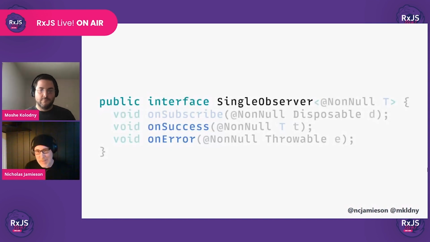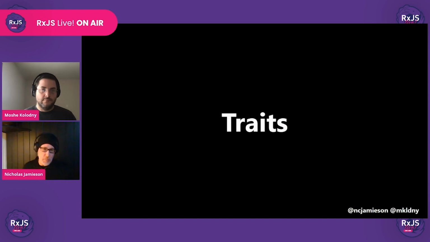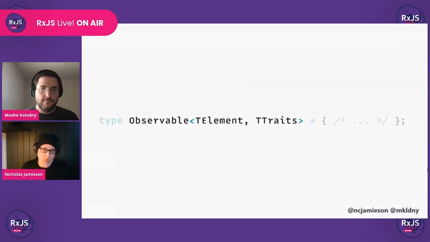So rather than looking at adding classes to do this, we've taken the approach of adding traits. We're going to add some traits to the Observable type. And what we're going to do is literally add it to the Observable type. So Observable at the moment has 1 type parameter. It has the element as the type parameter.